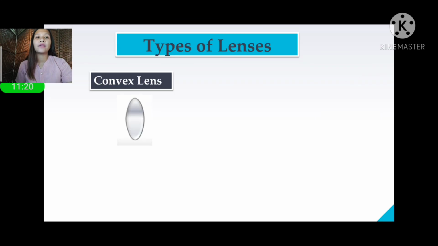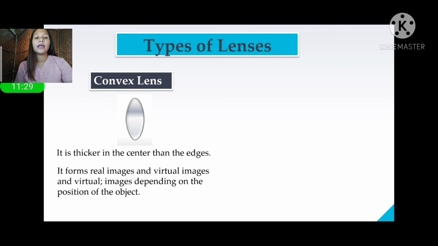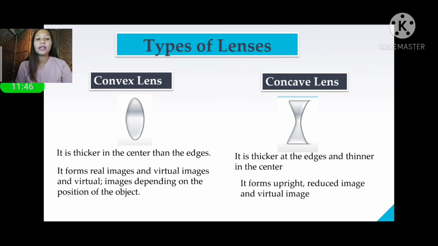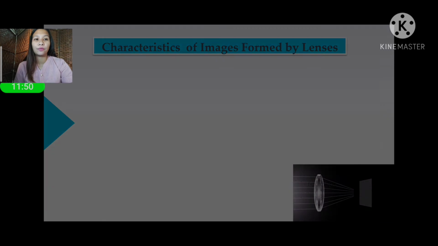We have different types of lenses. We have the convex lens, which is thicker in the center than at the edges, and it forms real images and virtual images depending on the position of the object. And we have the other type, which is the concave lens, which is thicker at the edges and thinner in the center, and it forms an upright, reduced, virtual image.